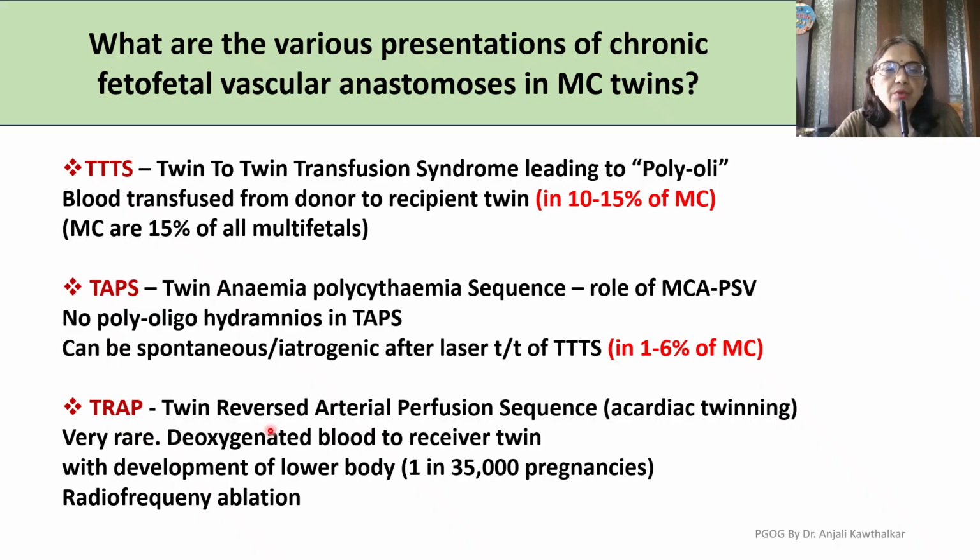TRAP is twin reverse arterial perfusion sequence, or acardiac twinning. It is very rare, 1 in 35,000 pregnancies. Deoxygenated blood is transmitted to the receiver twin, and that blood only goes to the iliac vessels and lower extremity, leading to development of only the lower extremity and ill development of the upper part of the body. That is why it is called acardiac twinning. Its treatment is early detection and radiofrequency ablation.